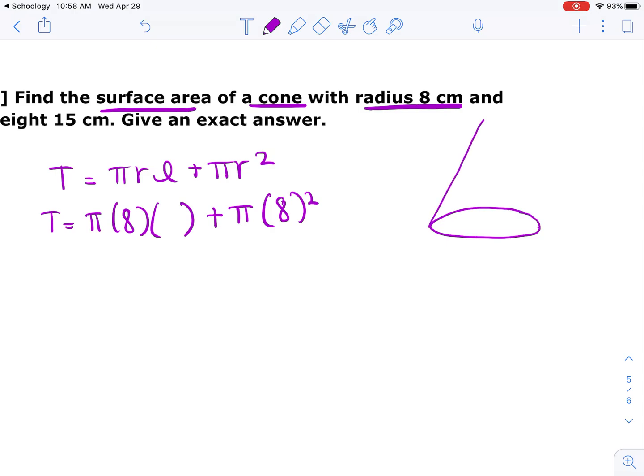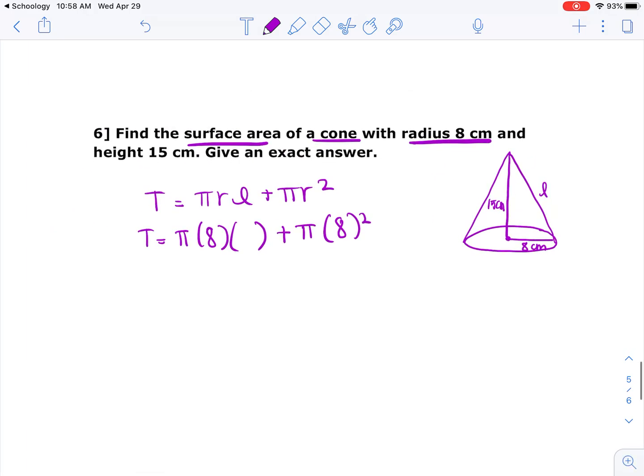So here's a cone. The only thing you're ever going to have to sketch is a cone, and they're pretty easy. Just draw a circle and then connect it. Okay, so I gave you the radius, which is right there, 8 centimeters. I gave you the actual height, which is right here, 15 centimeters. I need the slant height, which is right here. So how do I find that? Pythagorean theorem.